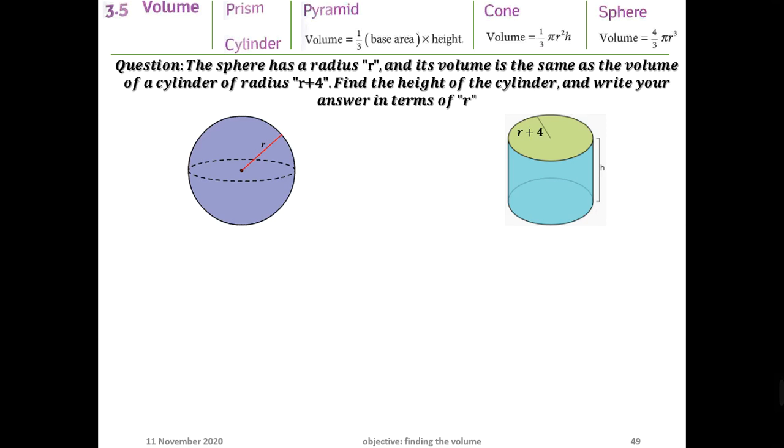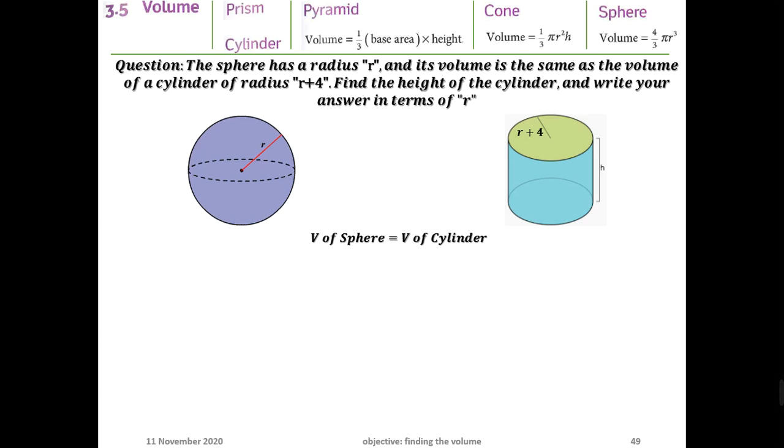So we're going to start by translating the sentence that says that the volume of the sphere is the same as the volume of the cylinder as following. So volume of the sphere is equal to the volume of the cylinder. We know that the volume of the sphere, the formula is always given to us in the question, and it is up there to the very right of this screen.